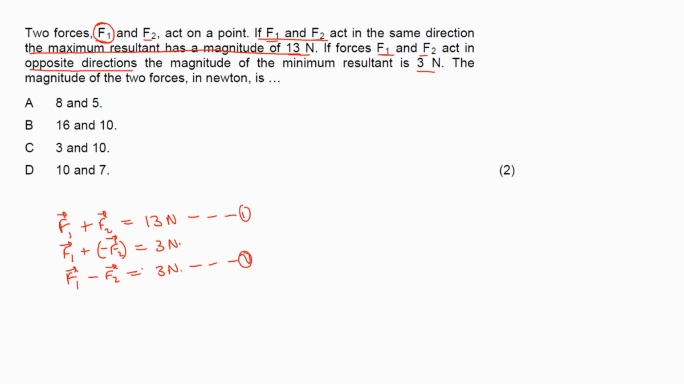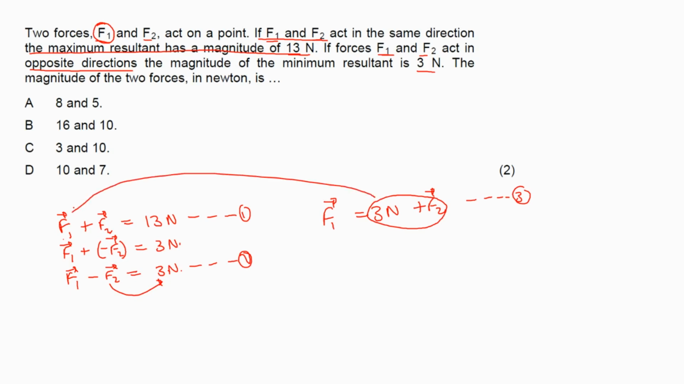We can solve these two simultaneously to find what F1 is and what F2 is. Let's create equation 3 using equation 2. So we can see that, let's transpose this one here. Force 1 is equal to 3 newtons plus force 2. That's equation 3. And then we take this and then we put it here. We substitute it here. See that?